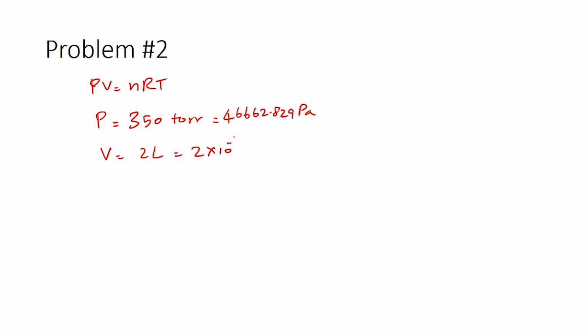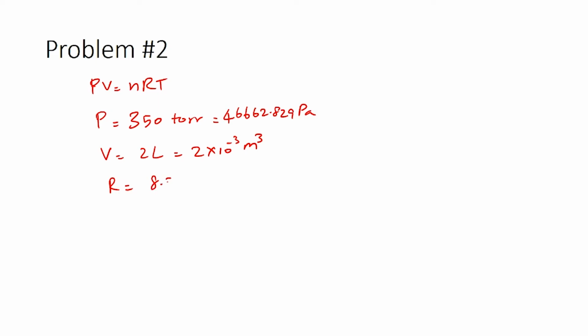Assuming ideal gas behavior, we have PV equals nRT as the ideal gas law. Pressure has been given as the initial condition as 350 torr. This can be converted to SI units, which is Pascal, and you would get 46,662.829 pascals. So, 1 torr is equal to 133.3 pascals, and using that roughly you will be able to get this value. V, which is volume, is 2 liters, which can be written as 2 times 10 power minus 3 meter cube. I am converting everything to SI units so that it will be easy to use the R value directly.